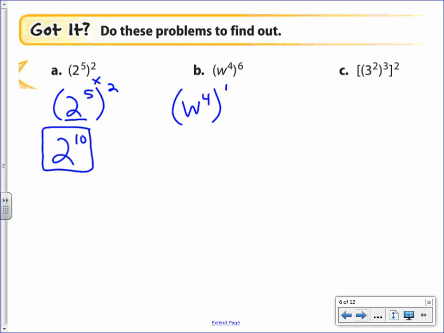W to the 4th raised to the 6th power. I see parentheses here, so I'm going to put a times sign. I keep my base of W. 4 times 6 is 24.